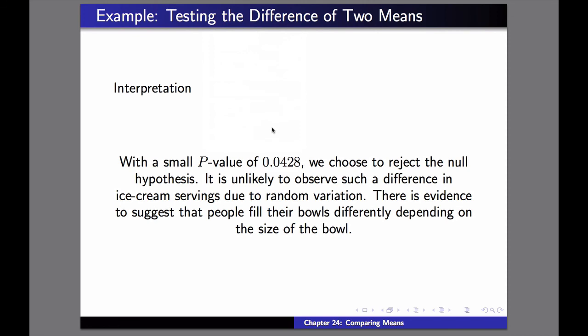So what do we do with it? Well, with something this small, we should reject the null hypothesis. And that means it's unlikely to observe such a difference in ice cream servings due to random variation alone. There's evidence then to suggest that people fill their bowls differently depending on the size of the bowl. That's inference for 2 means.